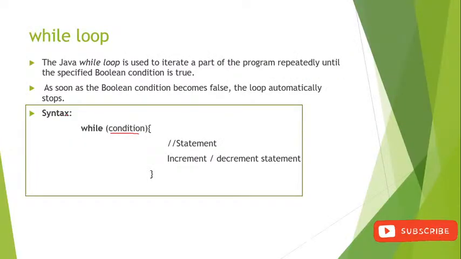So when do we have to use the for loop and the while loop? This question is there. Does anyone know when we have to use the for loop and when we have to use the while loop? Yes, when we know the number of iterations, that time we will use the for loop. When we don't know the number of iterations, that time we will use the while loop.